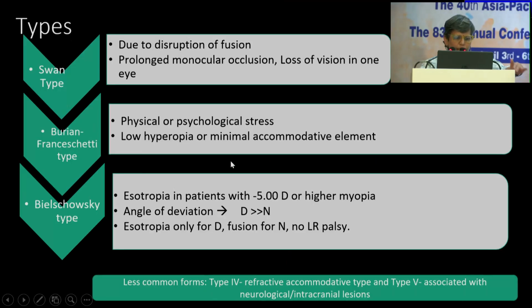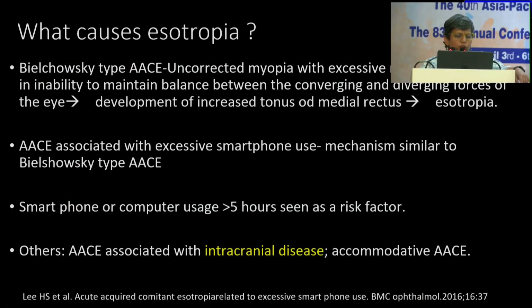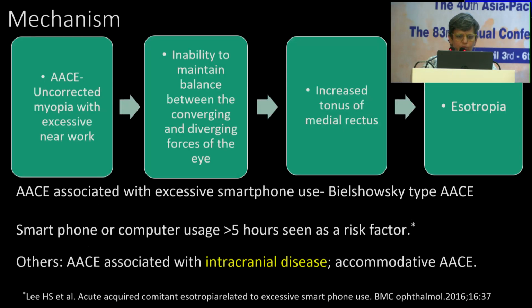So classically, they have been classified in these groups, but there is now a little addition of a type 4, which is a refractive accommodative esotropia, which can come as acute, and a type 5, which is associated with intracranial lesions. So what causes the esotropia? Basically uncorrected myopia, because Bielschowsky's type is the most common, and uncorrected myopia coupled with excessive near work leads to an imbalance between the converging and diverging forces, leading to increased tonus of the medial rectus and esotropia. Again, AACE associated with excessive smartphone use probably has the same mechanism as Bielschowsky's type. And as I mentioned earlier, others, like AACE associated with intracranial disease or accommodative AACE, have a different mechanism for having acquired esotropia.